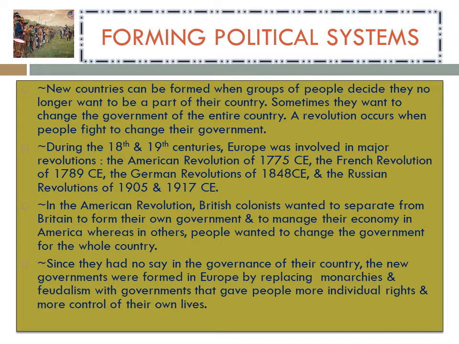Since they had no say in the governance of their country, new governments were formed in Europe by replacing monarchies and feudalism with governments that gave people more individual rights and more control of their own lives. So, from this, we can make out that revolutions occurred when people were dissatisfied with their monarchical form of governance or with feudalism, that is, with landlords. So, they wanted to revolt. And when they revolted, they formed a government in which they could maximize their participation.